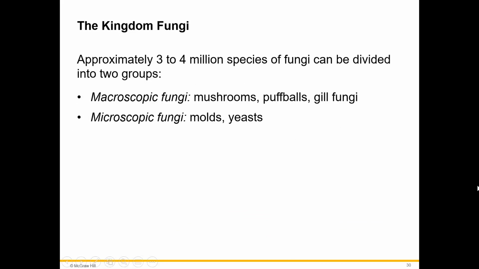In this section, I'm going to provide an introduction to mycology. There are approximately 3 to 4 million species of fungi, and they can be divided into two main groups: macroscopic, which means that you can see them with the naked eye. Those are mushrooms, puffballs, and gill fungi. And then microscopic fungi are the molds and the yeasts.